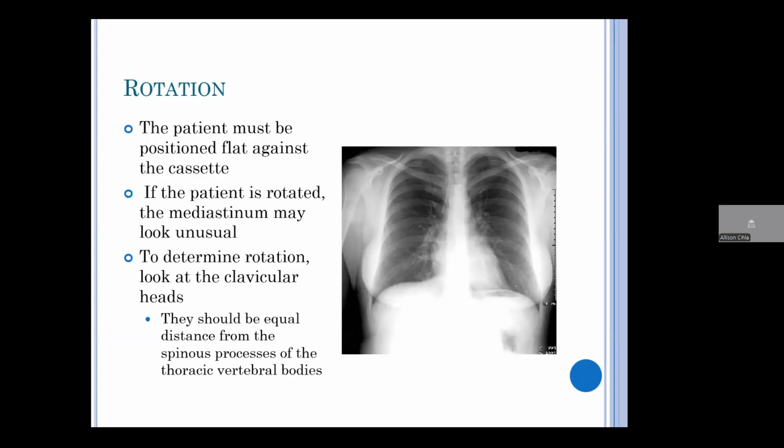The next thing that is important, and a lot of these are important for the technologists when they're shooting the films, is rotation. The patient must be flat against the cassette. If they're rotated, it can give you all sorts of abnormal findings that could be concerning for some other type of disease process. The best way to determine this is to look at the clavicular heads. You want to make sure that they are nice and even, equal distance from the spinous processes.